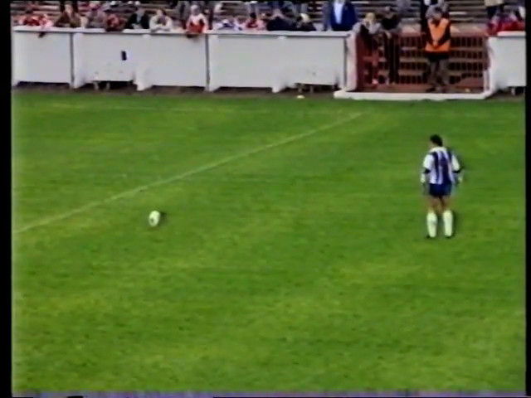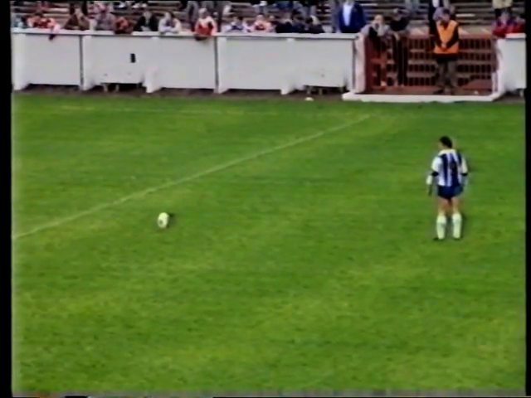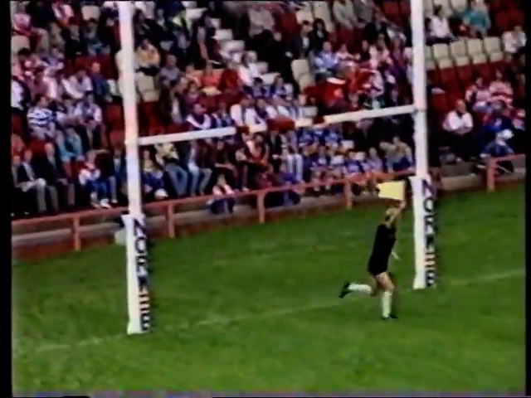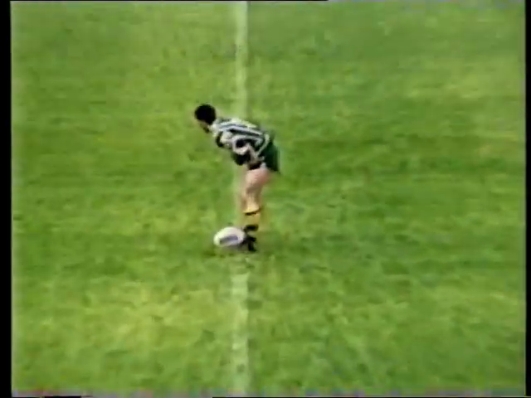So Richard Pashniak again to attempt the conversion for Oldham. And this time he's successful. Puts Oldham 10 points clear. They lead Hunslet by 10 points to 0.